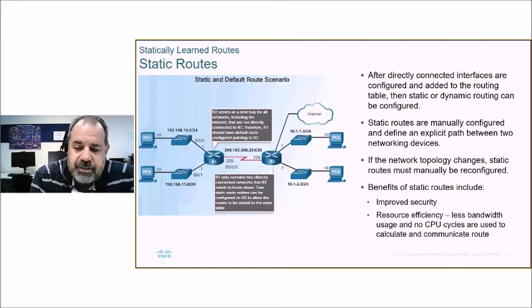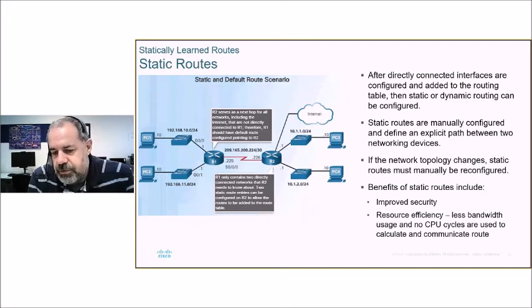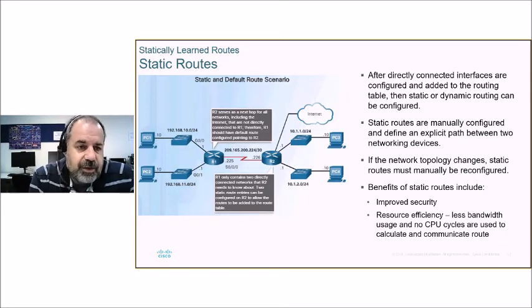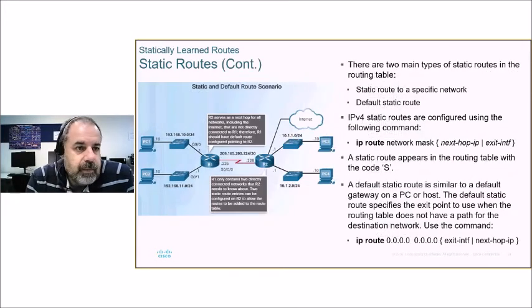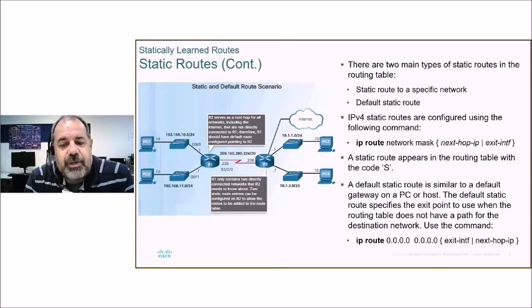So what's the advantage of static routes? Improved security and resource efficiency, because routing protocols send information across the networks. That means it gives you a chance to be intercepted. And of course, resource efficiency: you don't need to send that information, and so you don't need a routing protocol using RAM and bandwidth and all that as well. But it's not dynamic. So there are 2 main types of static routes, static and default static. A static route is to one particular destination, while a default route is, if in doubt, use this route.